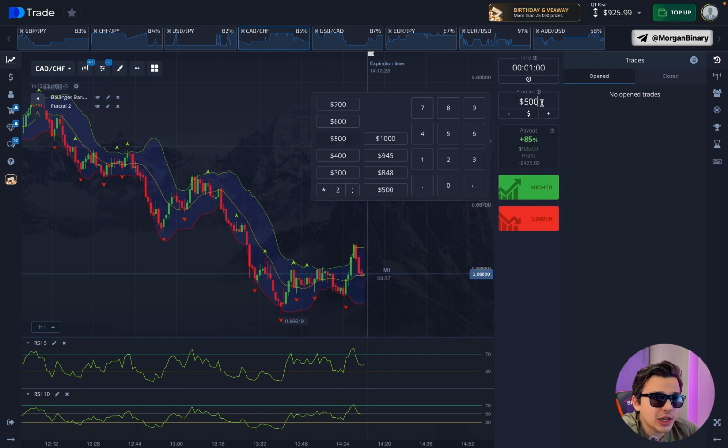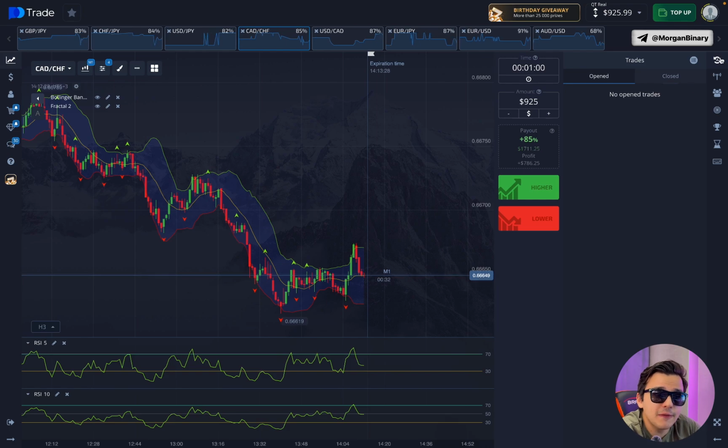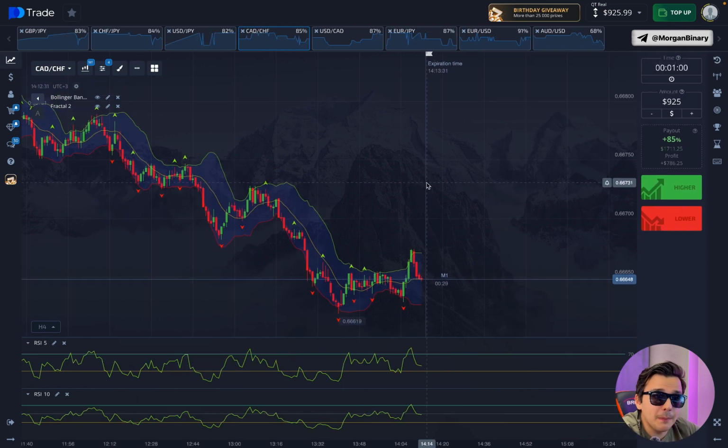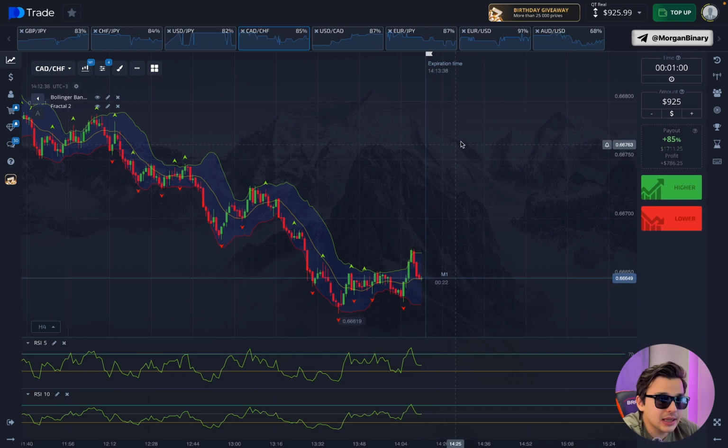Let's change the trade amount. I will set the maximum amount and open a trade for the full balance, as I need to get back into profit. I am currently in the negative. Let's continue the analysis and pick the next currency pair.